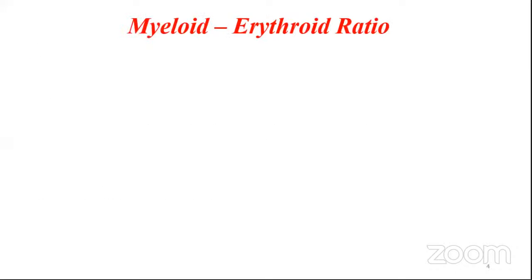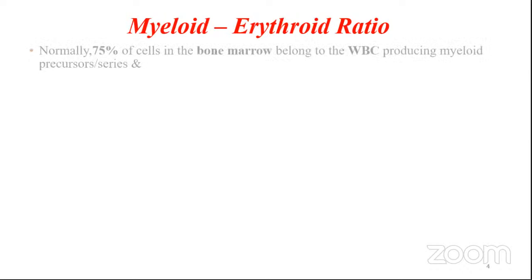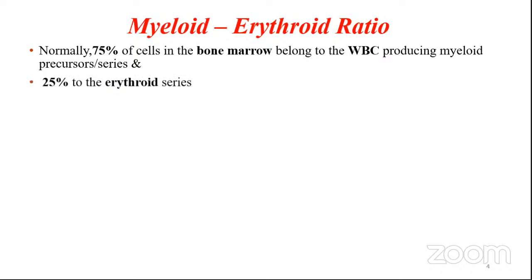So what is the myeloid to erythroid ratio in the marrow? Normally 75% of the cells in the bone marrow belong to the WBCs, that is the myeloid precursors or series. And the rest 25% belongs to the erythroid series, which ultimately produces the RBCs.